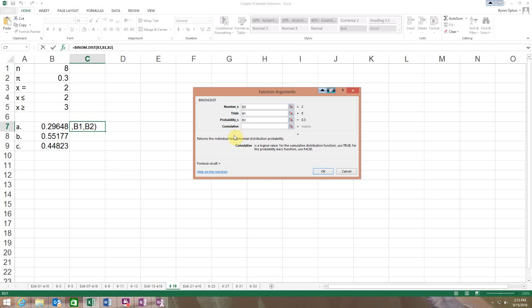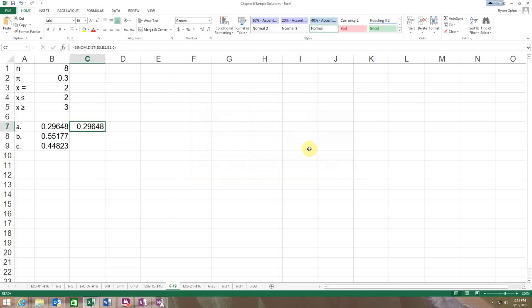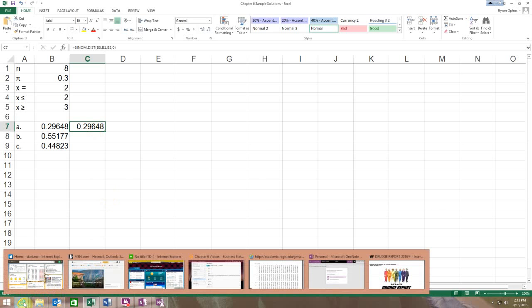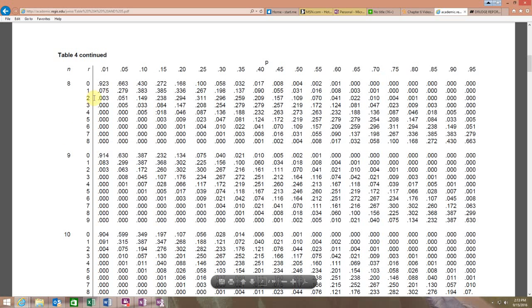And the last one: is it cumulative? Our next question is a cumulative question, but for this one it's not. It says for the cumulative distribution function use true, for the probability mass function use false. You can actually use a 1 for true and a 0 for false. So I'm going to put false in this case, and I come up with 0.296, the same thing that I found when I looked back in my chart, right there.